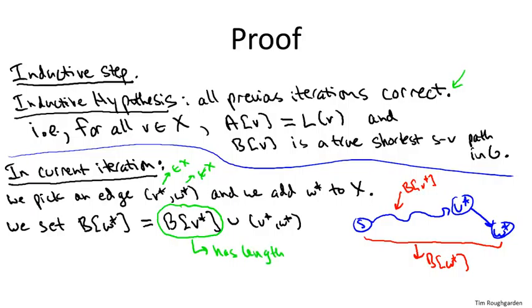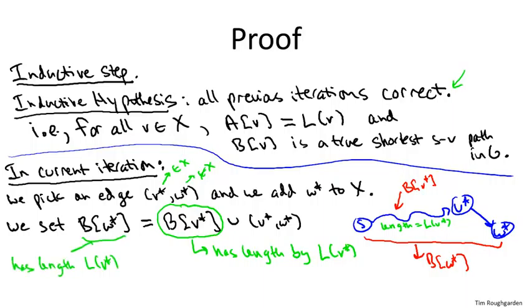Now V star, remember, is in X. So that was previously computed. So by the inductive hypothesis, this path B of V star from S to V star is in fact a true shortest path from S to V star in the graph. So therefore, it has length L of V star. Remember, L of V star is just by definition the true shortest path distance in the graph from S to V star.